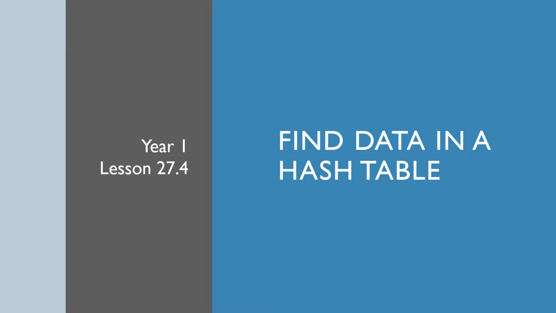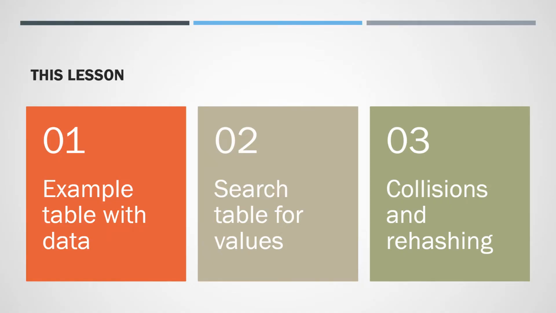We've been learning about hash tables, and in this lesson we'll create our own program which allows us to locate data in a hash table. In this lesson I'll show you an example hash table with some data added to it. You'll add code to search the table to locate search terms, say whether they're there or not, and we'll briefly deal with the problem of collisions and rehashing.